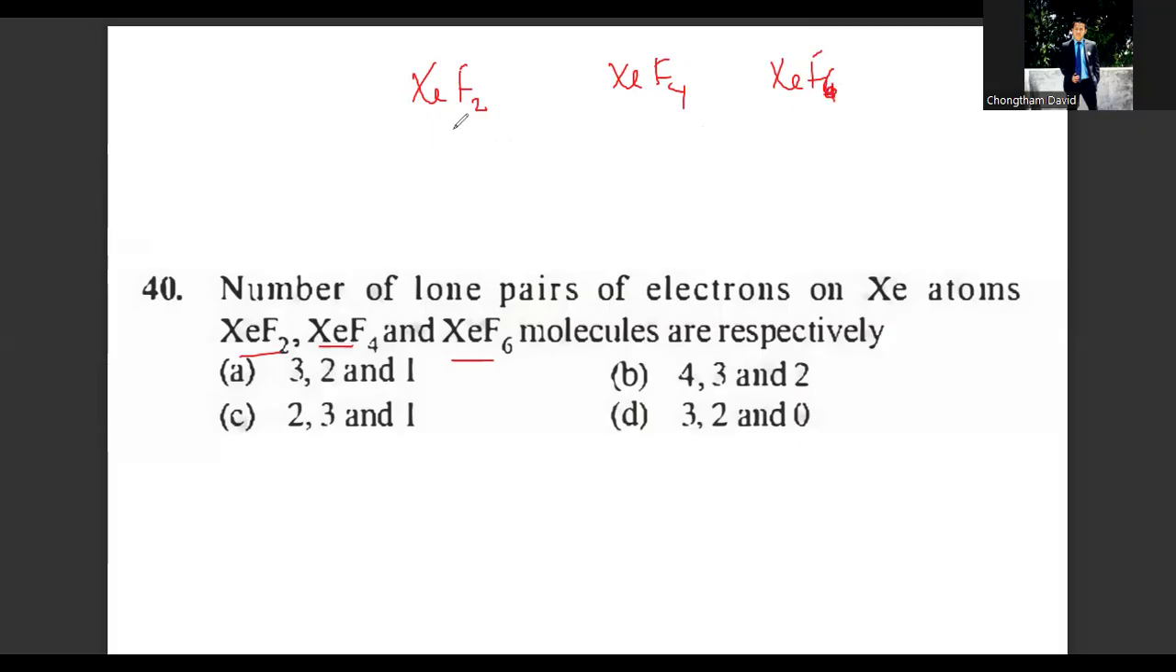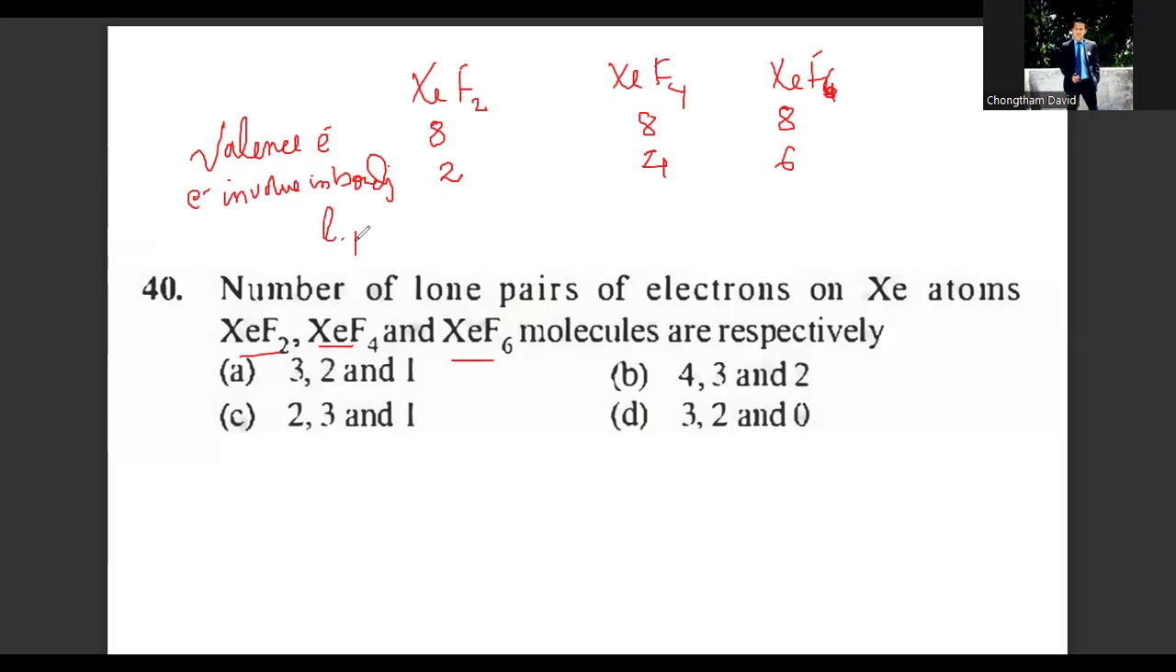So what is the valence electron? Let me write it here. Let's say valence electron: 8, because the central atom is octet. Electrons involved in bonding, if you count, would be 2. From the xenon, you have 4 from this xenon and 6.